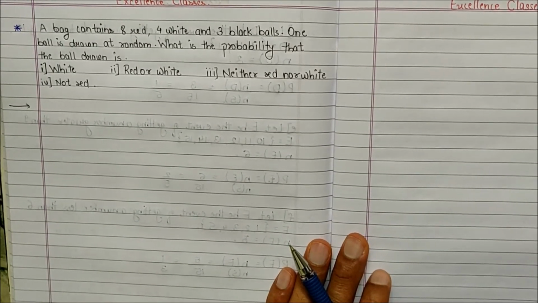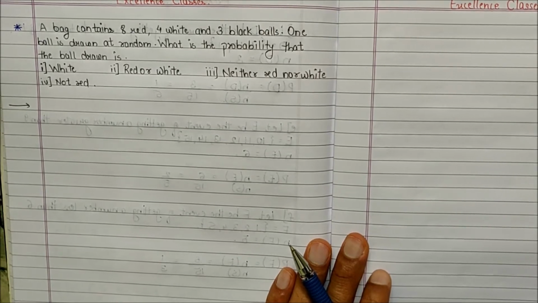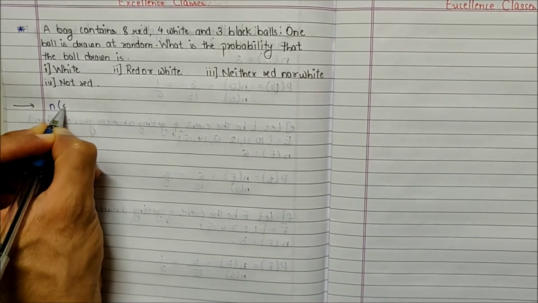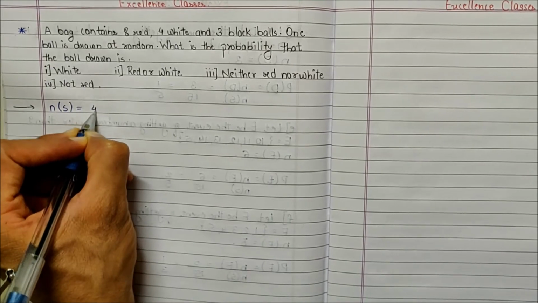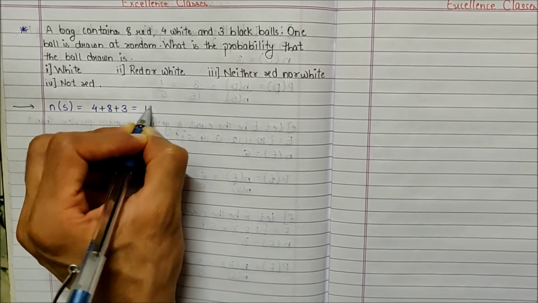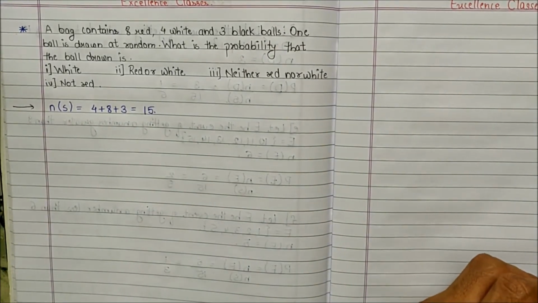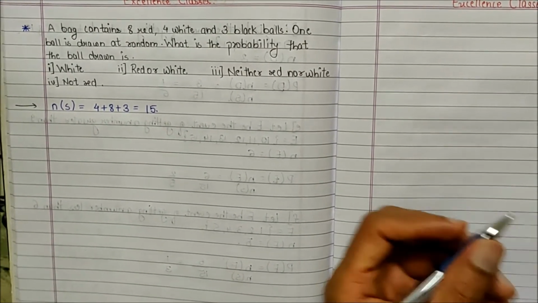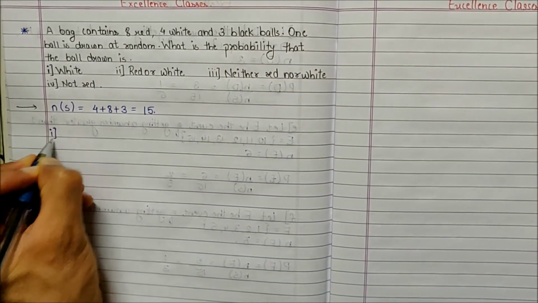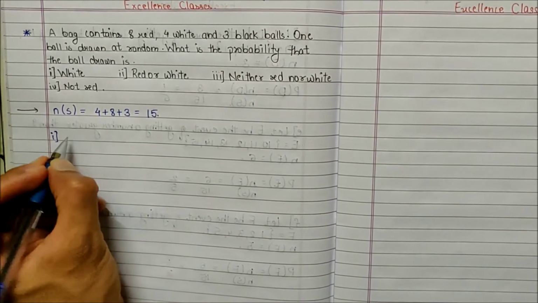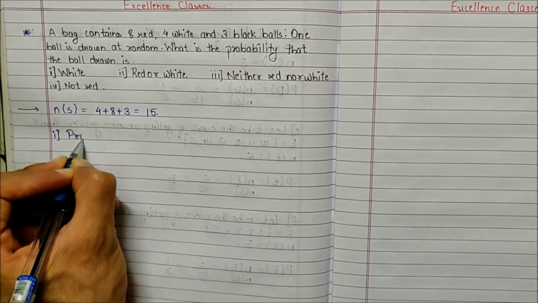In the next question, a bag contains 8 red, 4 white and 3 black balls. So let us find the sample space first. So N of S, that is your sample space, will be 4 plus 8 plus 3, which is equal to 15 balls in total. And they are asking you to find the probability that a ball which is drawn at random is white. So in the first case, they are asking you to find the probability of getting a white ball. Okay, so now we'll do it directly.